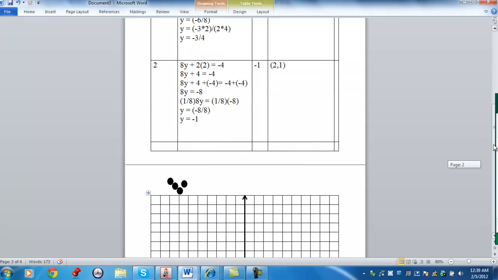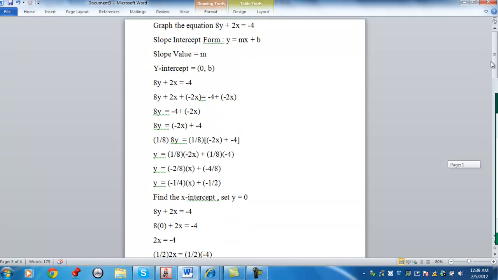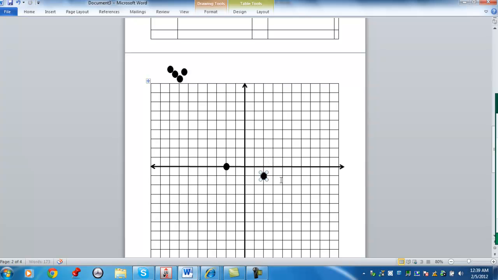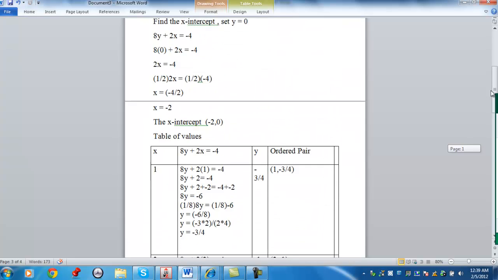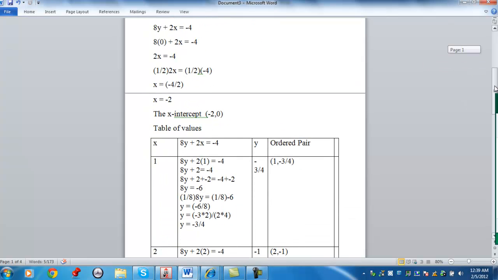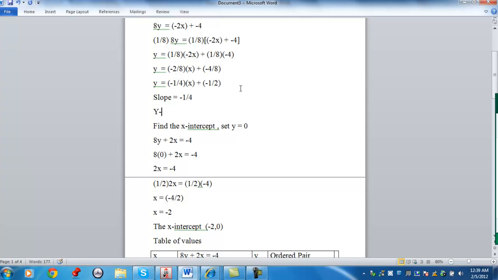Now, if I look at the slope of this line, we know that the slope is going to equal -1/4. I wonder if I made a mistake here. Oh, I'm sorry. -1. My mistake. The line has a negative slope. We said in this case here, solving the equation, I know here that the slope is going to equal -1/4, and the y-intercept is going to be 0, -1/2.